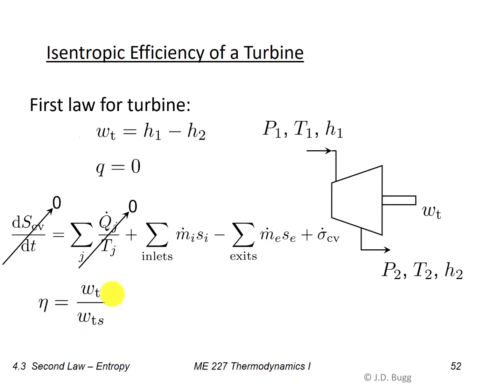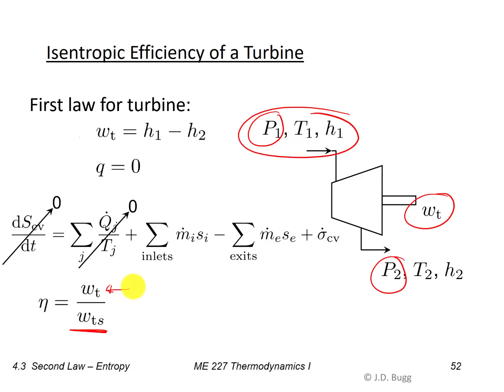So remember, the numerator here is the actual work produced by this turbine, so that's some value. And this is what it would have produced if it were isentropic, operating between the same two pressures and with the same inlet conditions. So you can imagine two turbines sitting side by side. Their inlet conditions are exactly the same. Their exit pressure is exactly the same. One is a real turbine producing this amount of work, and one is a hypothetical or ideal turbine, and it would produce this amount of work.